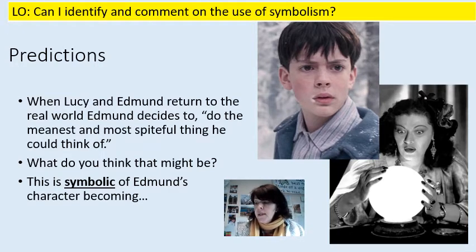So we can start using the word symbolic to think about our predictions for the character of Edmund. When Lucy and Edmund return to the real world, Edmund decides to do the meanest and most spiteful thing he could think of. What do you think that might be? What's the worst thing that he could possibly do to his sister now they've both come back from Narnia? And you could start thinking about how that is symbolic of the way that Edmund's character is beginning to change and develop. And that's what we're going to be looking at later on.